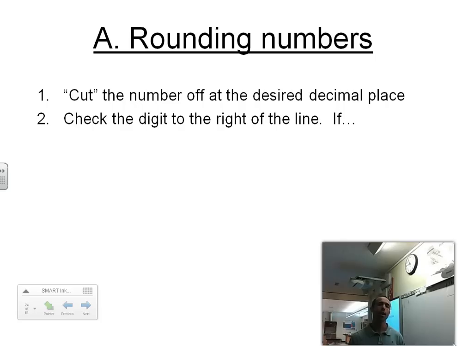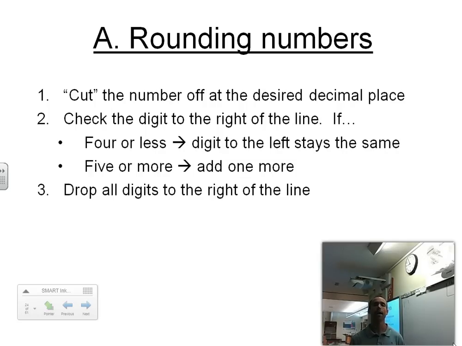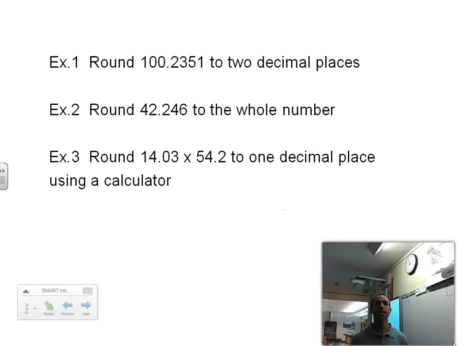If the number is 4 or less, that number will stay the same to the left of the line. That's called rounding down. If the number is 5 or more, you're going to add one more to the number left of the line. That's called rounding up. Everything to the right of the line, you're going to drop. So all the digits right of the line get thrown away, and everything left of the number that you rounded will stay the same. So let's see some examples.